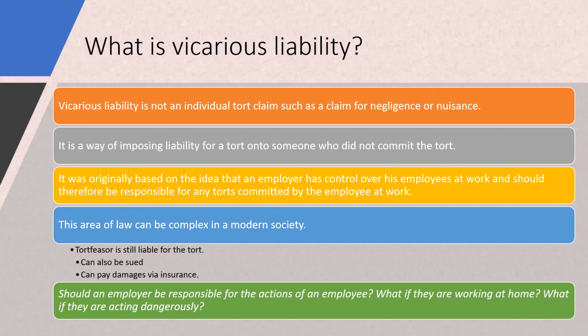So vicarious liability is quite strange. It's not an individual tort, such as a claim for negligence or nuisance. Instead, it's a way of imposing liability for a tort onto somebody who didn't commit it. Originally, it was based on the idea that an employer has control over his employees at work and should therefore be responsible for any torts committed by the employee at work. But of course, this is not an easy thing to prove now, and so it's quite complex.